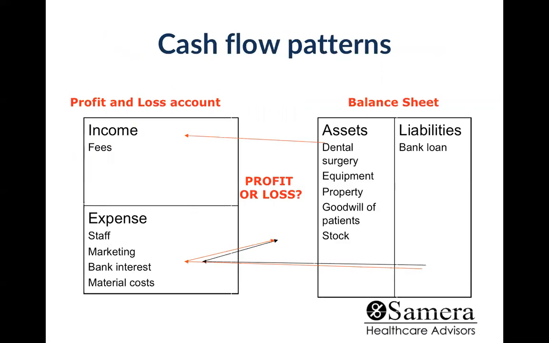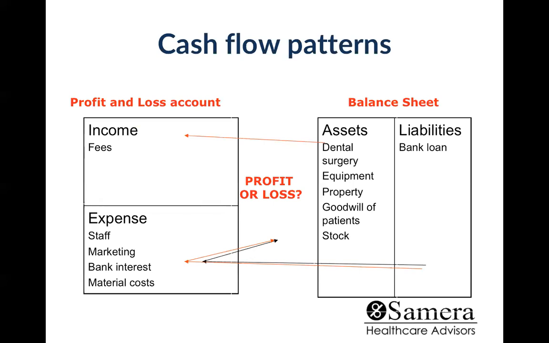Here's a diagram I've drawn. You've got the profit and loss account on the left, and you've got the balance sheet on the right. When you buy, say, a dental surgery, or you buy dental equipment, you're buying some assets, or you're buying goodwill. Usually, to acquire those assets, you have a liability, a loan. And both of these assets and liabilities sit on the balance sheet.